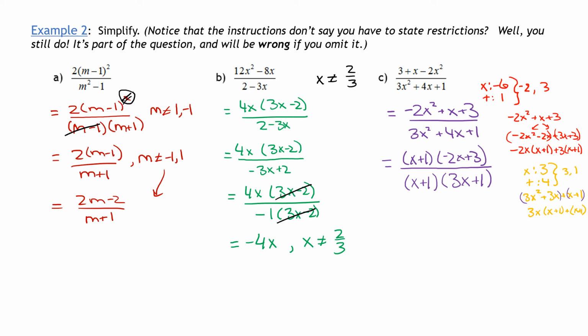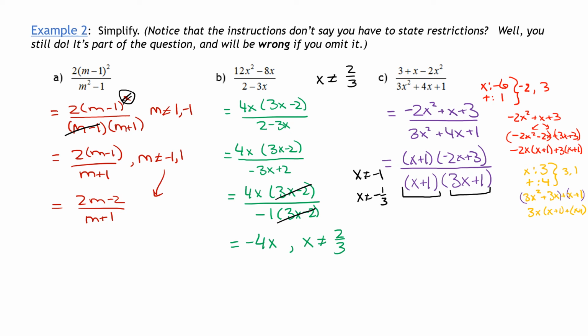So factor, done. Step 2, state restrictions. What are the restrictions? What's the restriction on this bracket right here? That's going to be x cannot equal negative 1. And the restriction here, you can solve it the way I showed you how to solve it. You should be getting x cannot equal, for that one, negative 1/3.